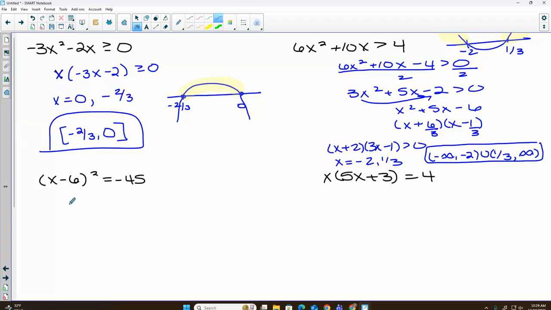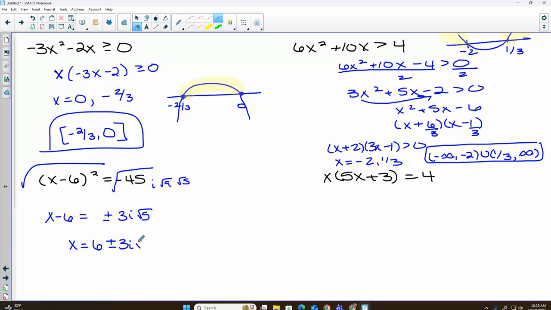C. So we have some equations now. What would you do on this one? Anytime you add a square root, what do you have to put in front? So it'd be x minus 6 equals plus or minus. We have to break apart the square root of negative 45. So 45 breaks into 9 and 5. We had a negative, so we would take out an i. So that's 3i radical 5. So if we add over our 6, x is 6 plus and minus 3i radical 5.